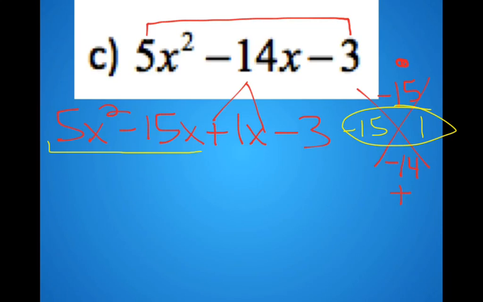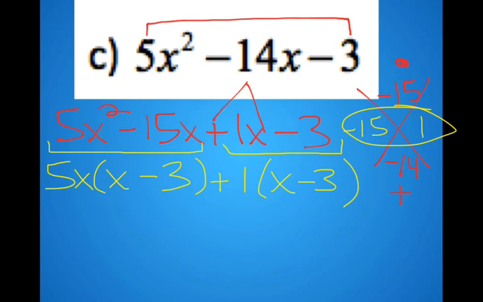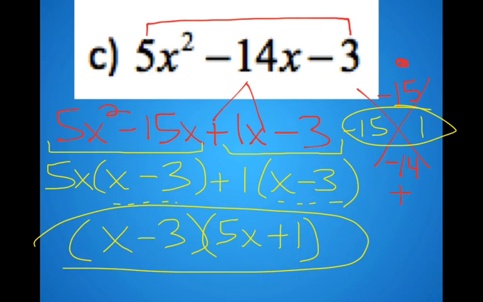So the first 2 terms, they have a 5 in common and an x, and it's going to be x minus 3. And then the last 2 terms have a 1 in common, and that's going to leave us with x minus 3. Now we notice that x minus 3 is in common for both, so we take that out, and then we see what's left. So it'd be 5x plus 1, and then that's times x minus 3.